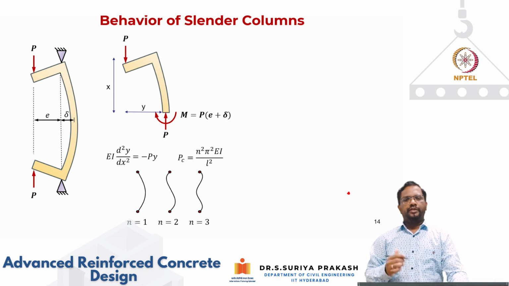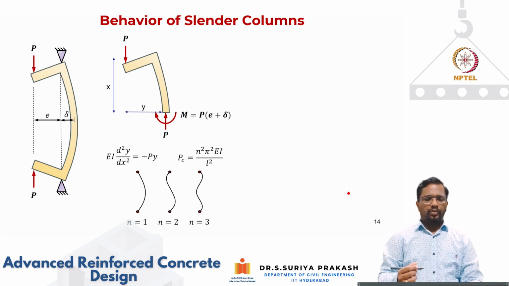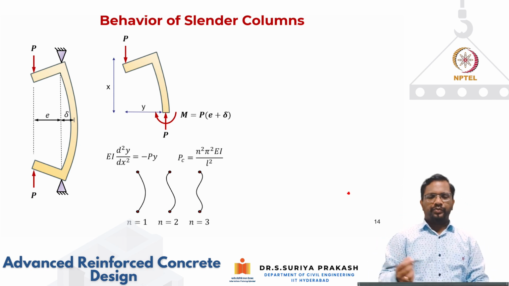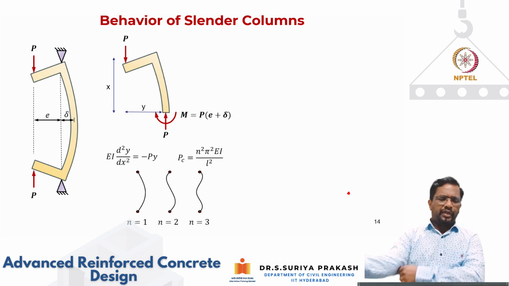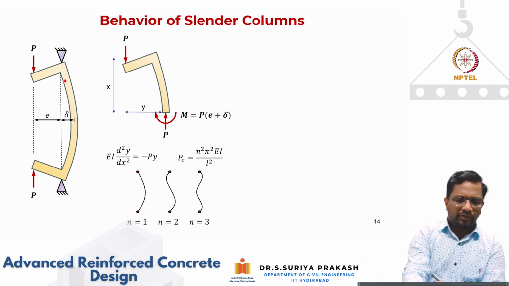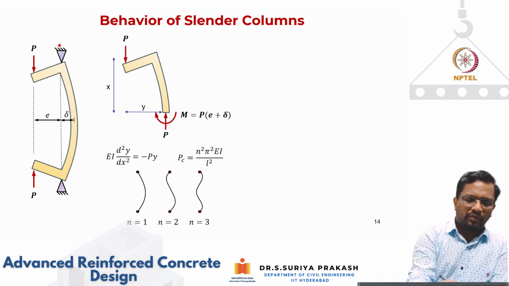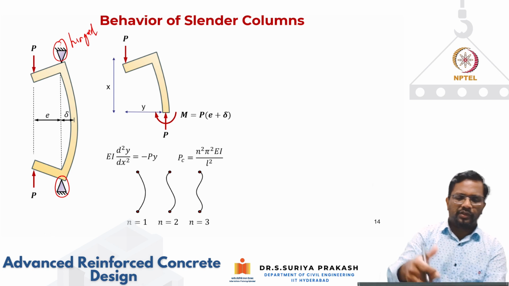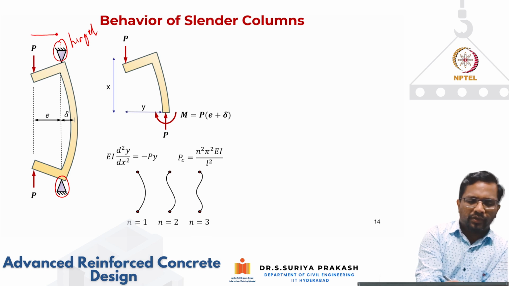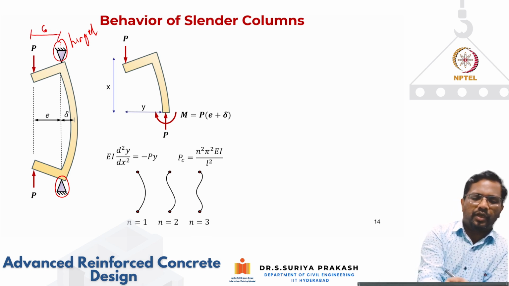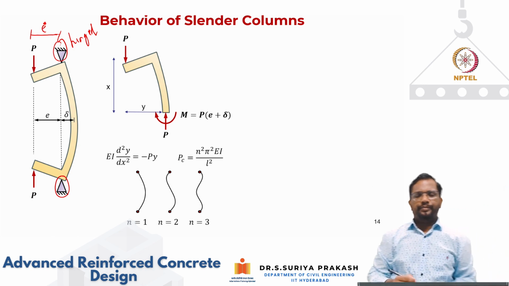So let's talk about why this is important. Why should we consider the effect of slenderness? I'm taking a very simple case of a column. This is the column, which is subjected to a pin condition, which is hinged. So we know the boundary condition. Hinged means it can allow rotation, right? Now I'm applying this load, an eccentric compression, at an eccentricity of e.